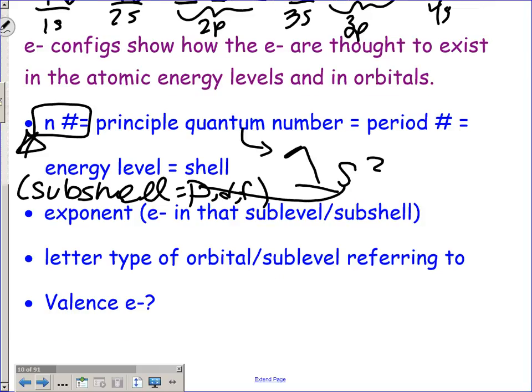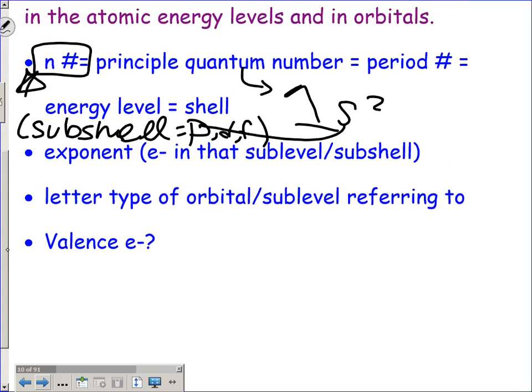at the end, we should be able to find where the electrons are, the valence electrons, the ones that are most reactive, and what's going to happen to them. Are they going to gain? Are they going to lose? Or are they going to stay the same? So that's the thought behind electron configurations.